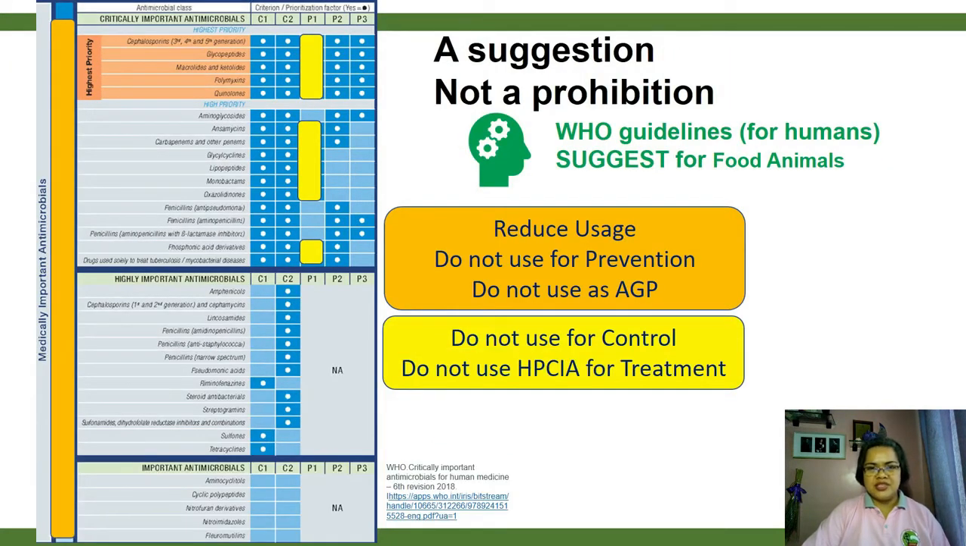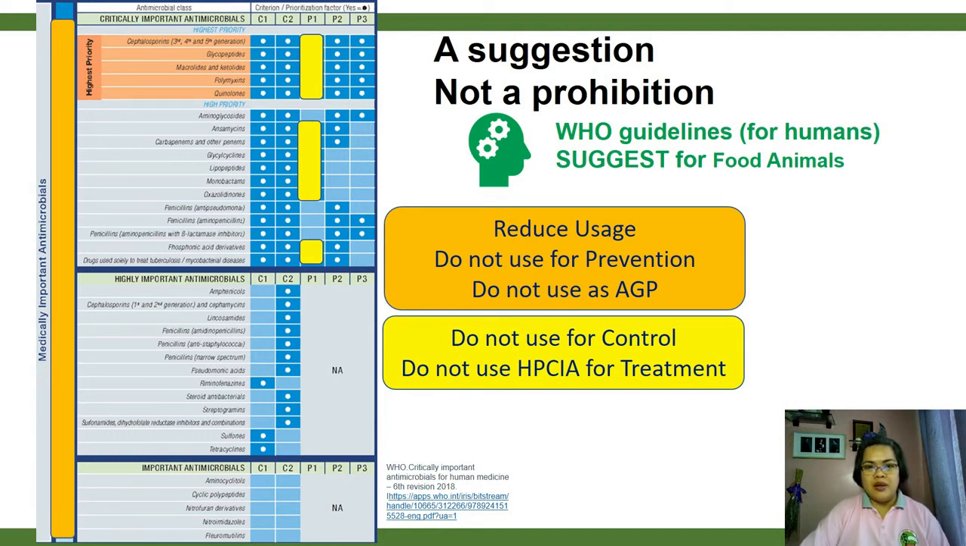If we look at the suggestion of the WHO, and I emphasize the word suggestion because it is a guideline and not national policy, it is still up for countries to develop their own list. There is no prohibition on the use of antibiotics. Note that the orange bar suggests that all listed antibiotics which are medically important, shared between human and animal use, should be reduced in usage and if possible not used for prevention or as AGP, antibiotic growth promotion in food animals.